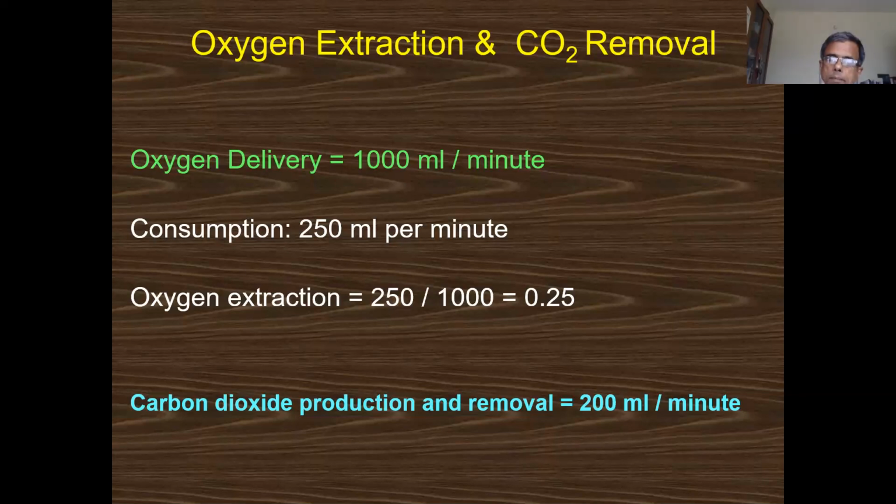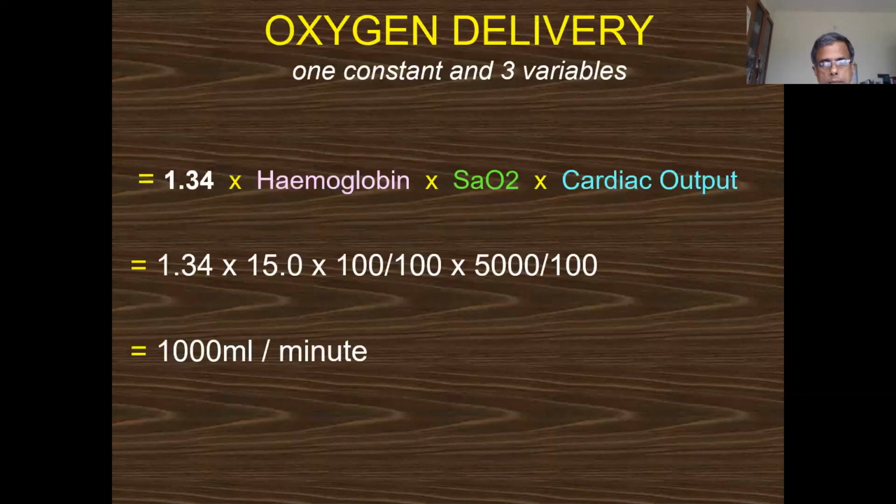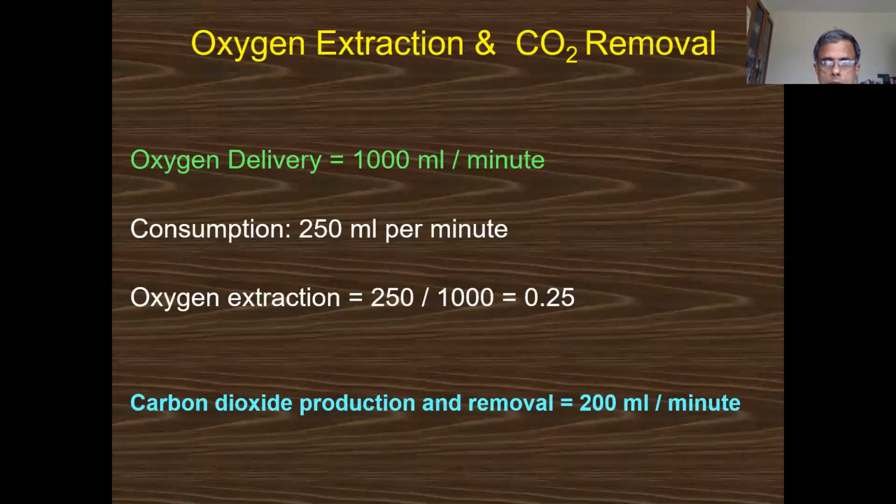And remember that in the previous equation, there are 3 variables and 1 constant. So if the variables change, you can adjust the constant to some extent, in the sense that the cardiac output can increase for a drop in hemoglobin, or for a chronic drop in cardiac output, the hemoglobin can increase. But you can't, of course, go up on the saturation more than 100%. So there are limits of compensation. Carbon dioxide production in a basal situation is 200 ml per minute.